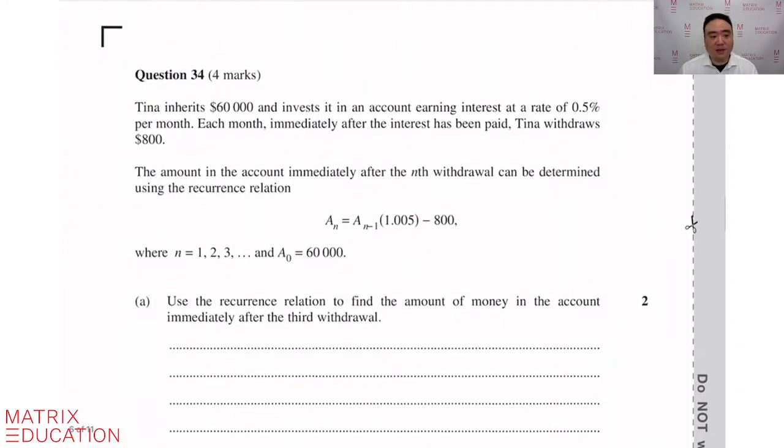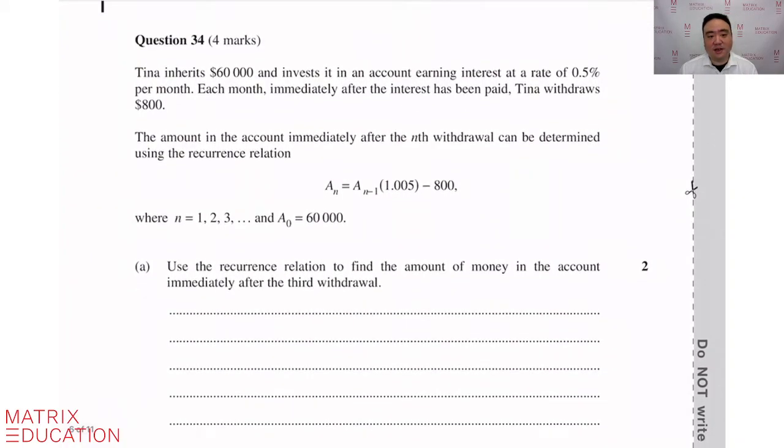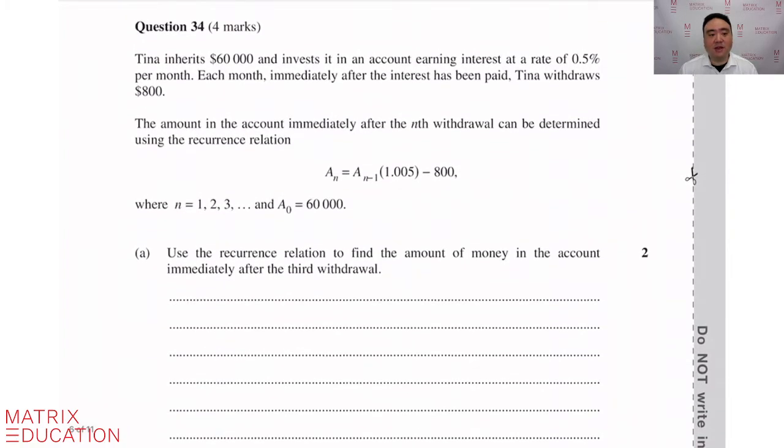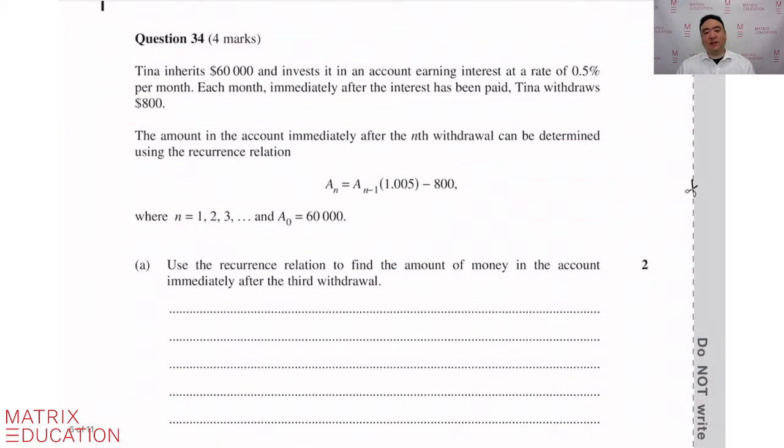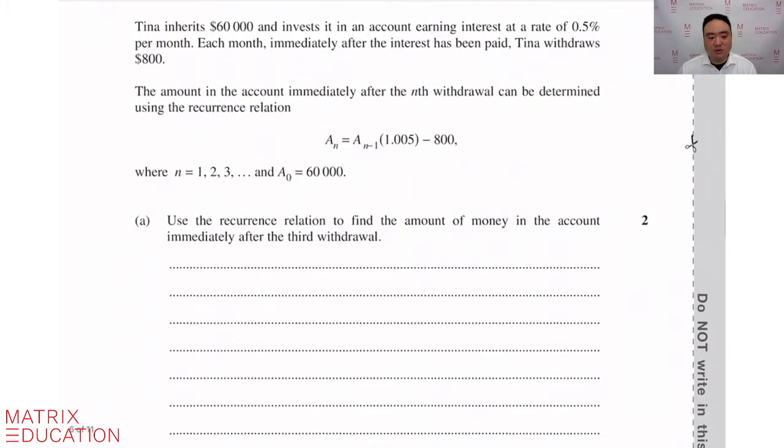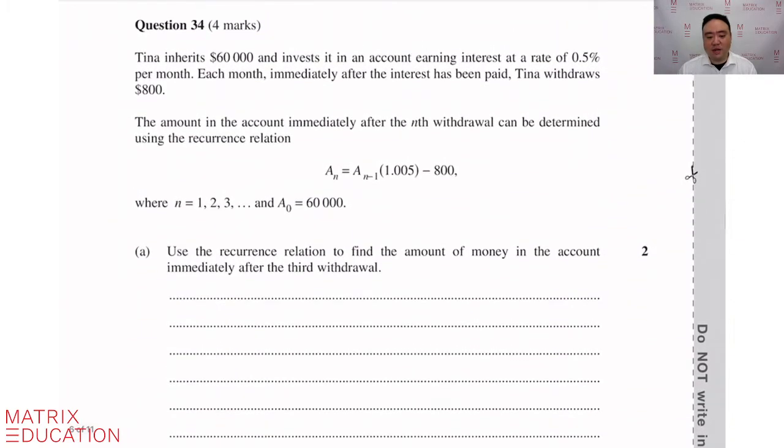It said Tina inherits $60,000 and invests it in an account, earning interest at a rate of 0.5% per month. Each month immediately after the interest has been paid, Tina withdraws $800. The amount in the account immediately after each withdrawal can be determined using the recurrence relation here. Use the recurrence relation to find the amount of money in the account immediately after the third withdrawal.